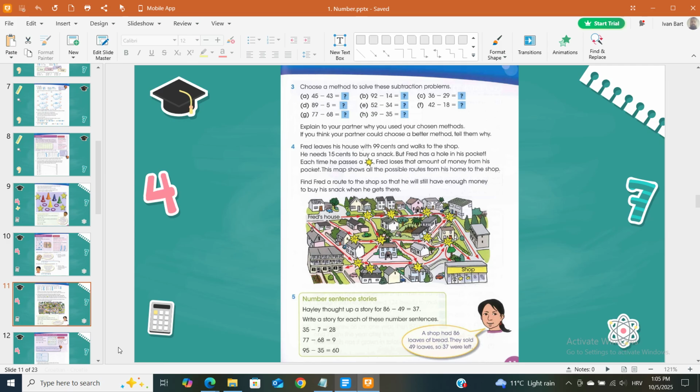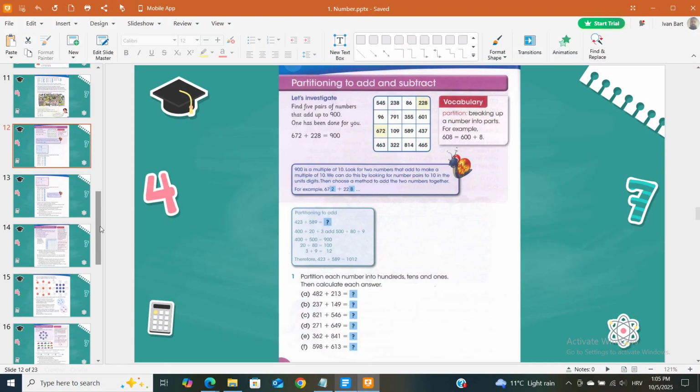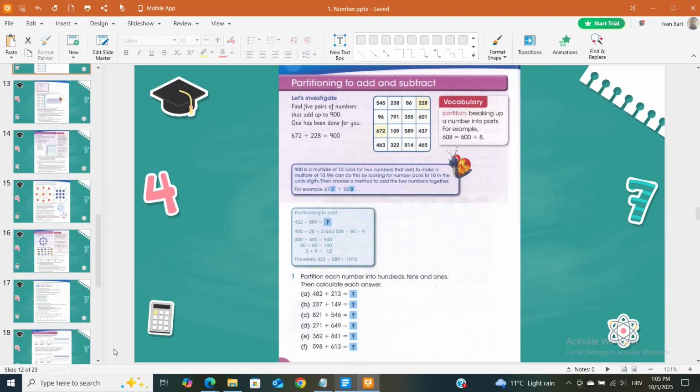Partitioning to add and subtract. Let's investigate. Find 5 pairs of numbers that add up to 900. One has been done for you. 672 plus 228 equals 900.